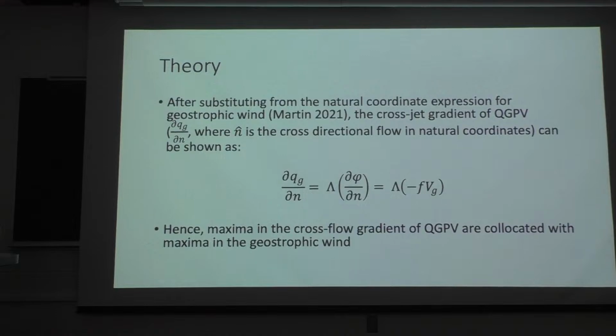After using that equation, we can substitute in the natural coordinate expression for geostrophic wind, and the cross-jet gradient of the QGPV can be shown as such, meaning from this equation that the maxima in the cross-flow gradient of the QGPV are co-located with the maxima in the geostrophic wind.